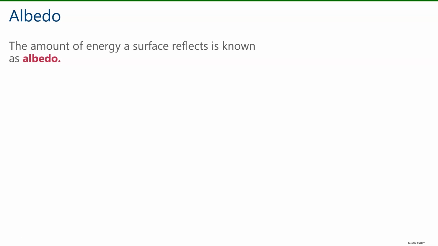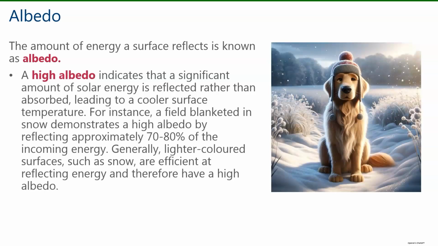Now let's look at the term albedo. The amount of energy a surface reflects is known as albedo. A high albedo indicates that a significant amount of solar energy is reflected rather than absorbed, leading to a cooler surface temperature. For instance, a field blanketed in snow demonstrates a high albedo by reflecting approximately 70 to 80% of the incoming energy. Generally, lighter colored surfaces, such as snow, are efficient at reflecting energy and therefore have a high albedo.